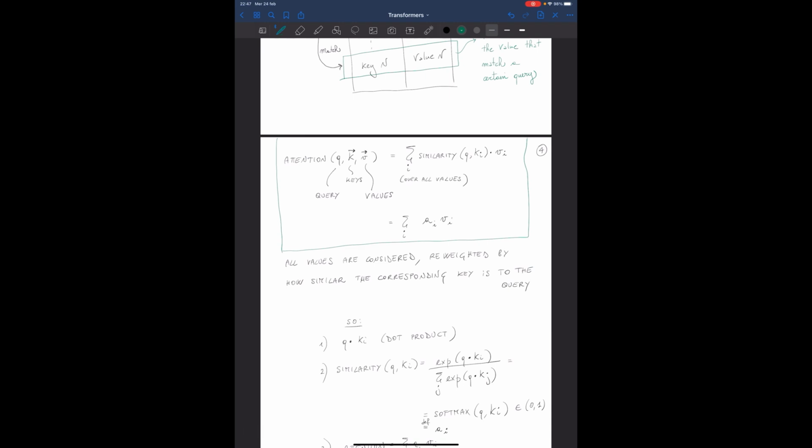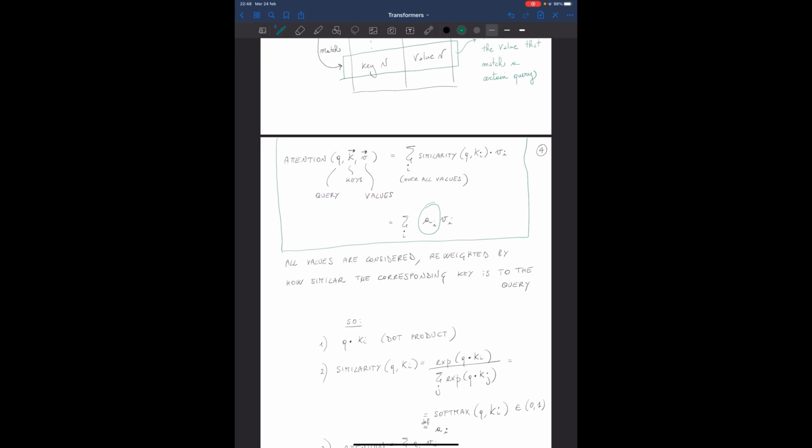So we can define our own attention as something that depends on three things: on our query, the query that we decided, the keys of the database, and the values of the database. And this is gonna give us a weighted sum of the values of the database. And the weighted sum that goes over all the values of our database is weighted by something that is called similarity, and this similarity depends on the query and the keys of our database. And at the end we obtain a weighted sum of all the values weighted by these weights a_i. So in the attention mechanism, all values are considered, but they are reweighted by taking into account how similar the corresponding key is to the external query.